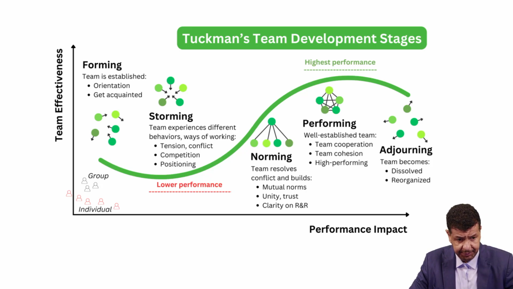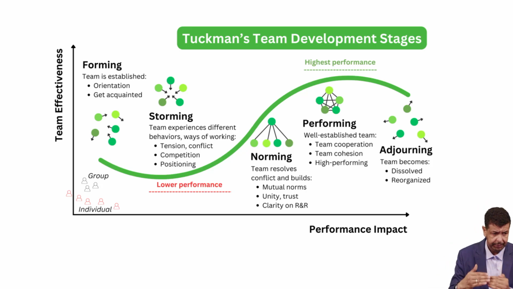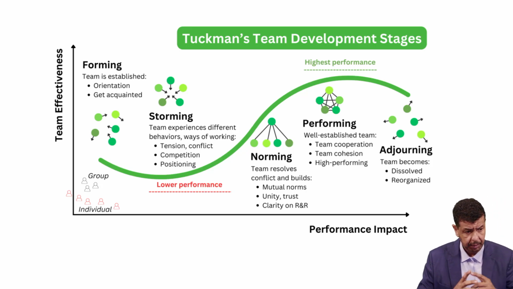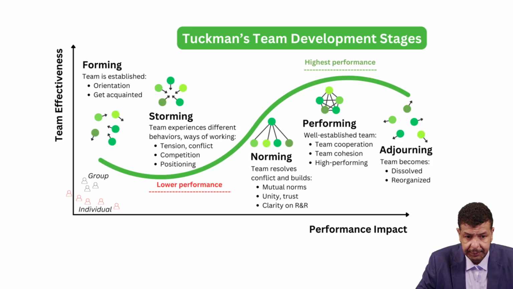Regarding team effectiveness, with storming, there is less team effectiveness. So this is very important. When the group meets each other, they start orientation and get acquainted. After a period of time, the group or the team becomes the most cohesive, and there is a difference between team and groups. We want you to work as a team, not only as a group.